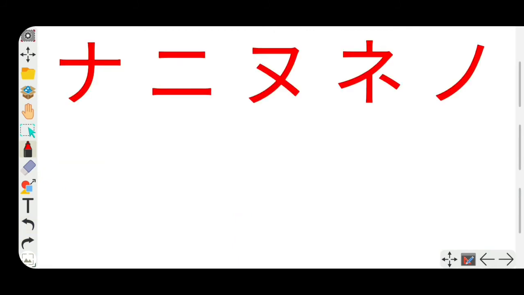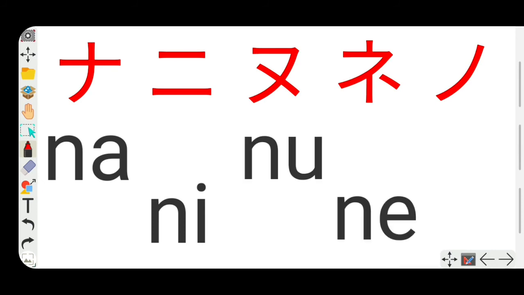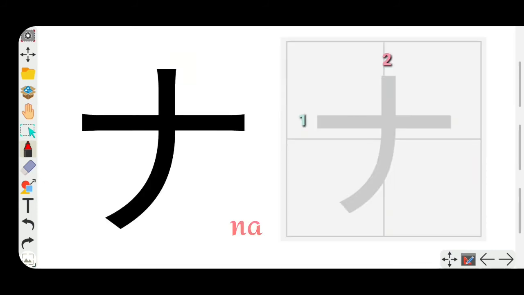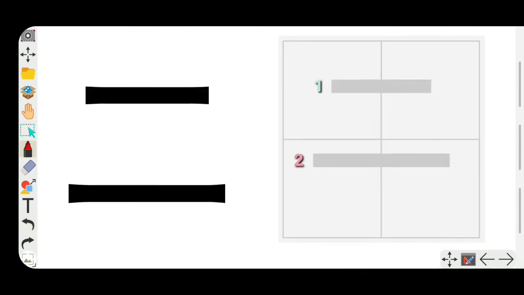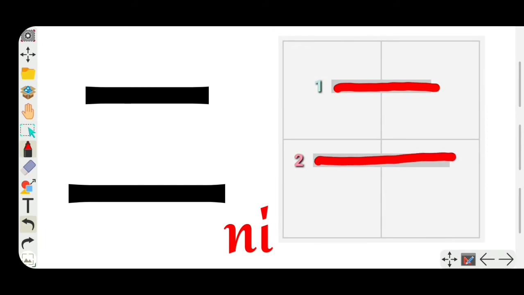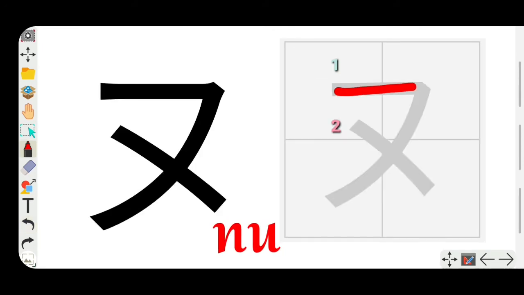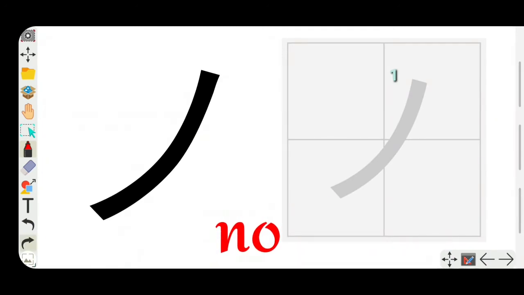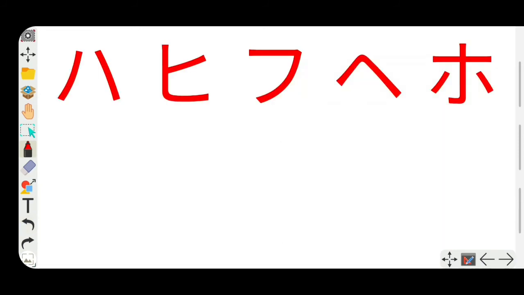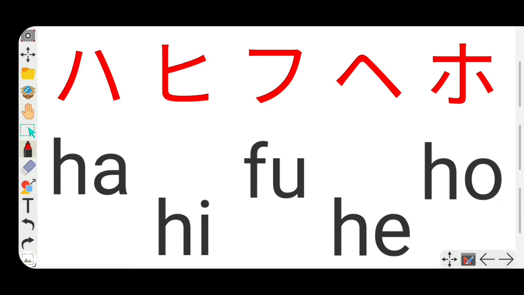Next, we have na, ni, nu, ne, no. For na, 1, 2. It's just like a cross, pero yung pababa niya is may konting slant pagdating sa baba. Next, we have ni, 2 lines, 1, 2. Next is nu. Next, we have ne. 3, 4. We have no. Pinaka-simple. So, 1. Yan.